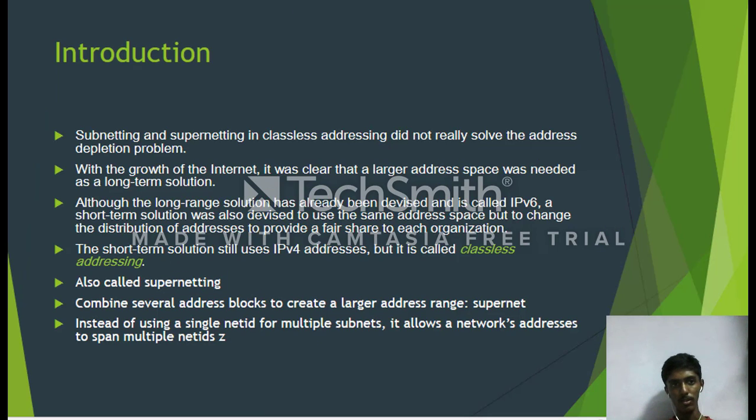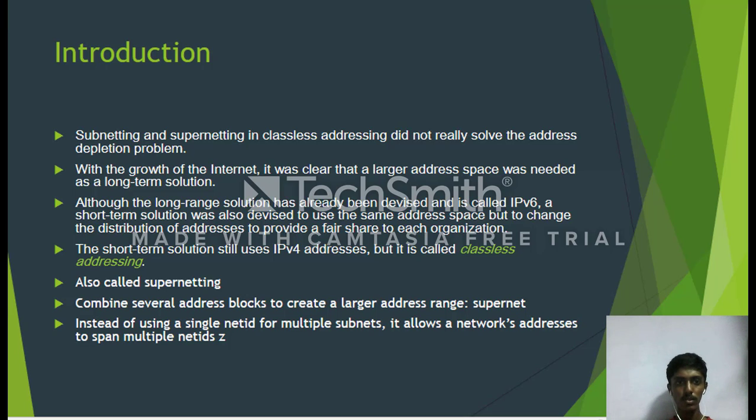Firstly, we should know about subnetting. Subnetting and supernetting in classful addressing did not really solve the address depletion problem. With the growth of the internet, it was clear that a larger address space was needed as a long-term solution. Although the long-range solution has been devised and is called IPv6, a short-term solution was also devised: to use the same address space but change the distribution of addresses to provide fairness to each organization. This short-term solution still uses IPv4 addresses, but is called classless addressing.